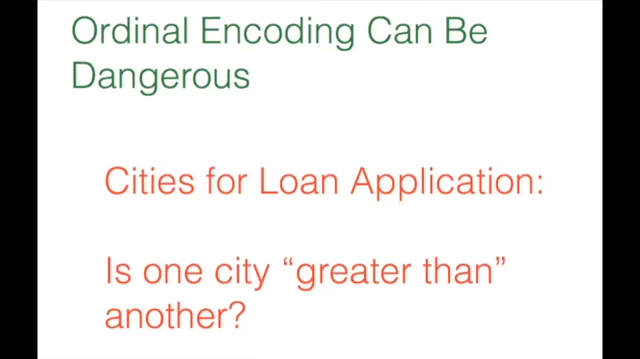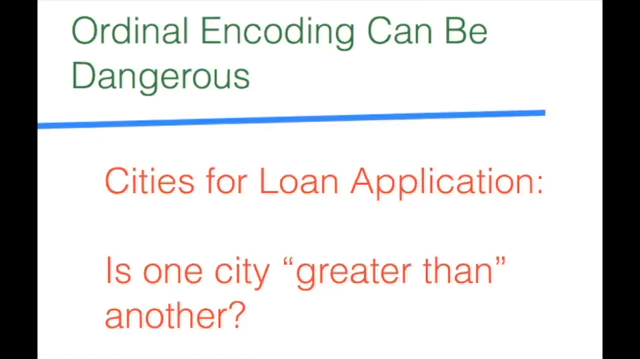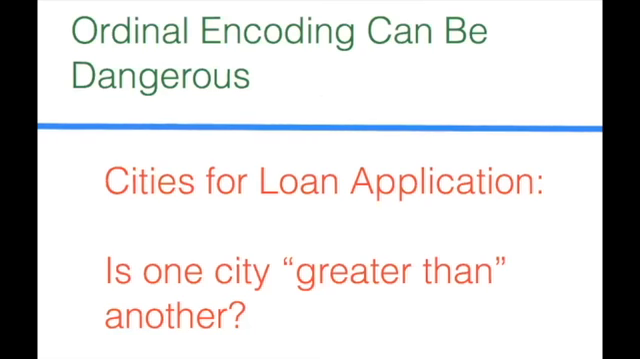Suppose you're trying to determine whether a loan application should be accepted or rejected, and you use ordinal encoding on the city that the applicant lives in. Is one city greater than another? If you use ordinal encoding, you're saying yes, and you're telling your machine learning algorithm to look for greater city values. And that not only doesn't make sense, it could also introduce bias.